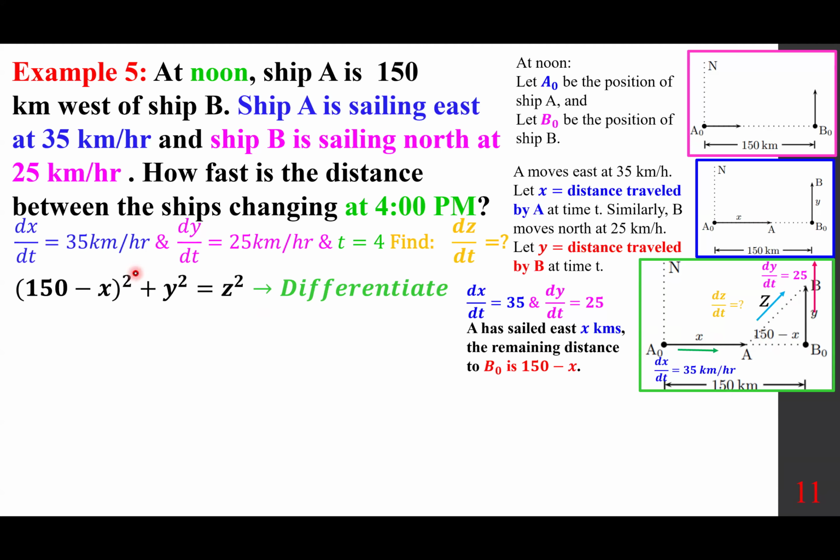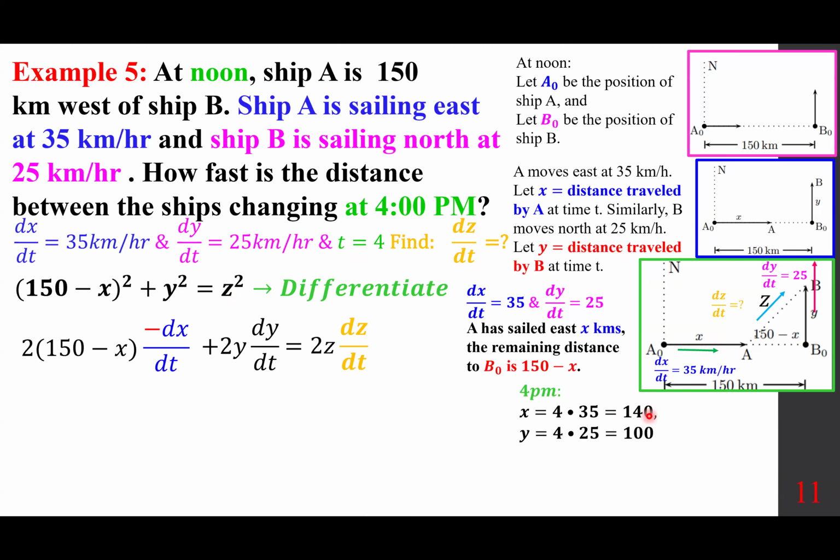So this one, 2 times the same thing to the power of 1 times the derivative of the inside. This is 0, this is minus dx/dt. This one is 2y dy/dt. This one must be 2z dz/dt. And basically, we are practically done. Of course, x after 4 hours, remember t is 4, and it's doing 35 kilometers per hour. So x must be 4 times 35, y must be 4 times 25. So x is 140 kilometers, and y is 4 times 25, or 100.